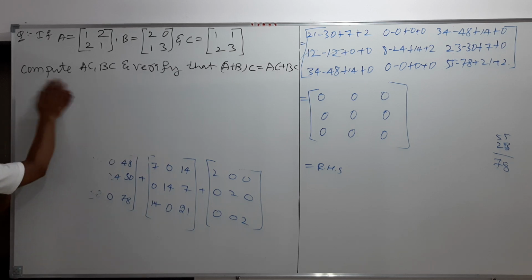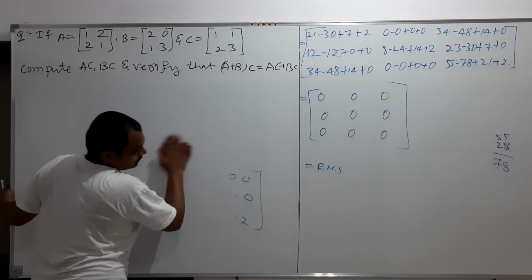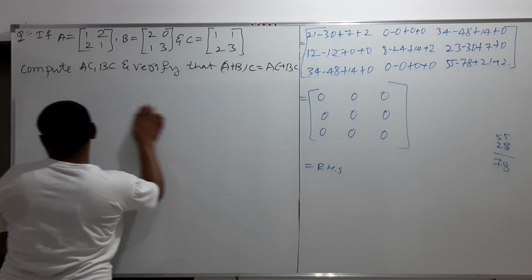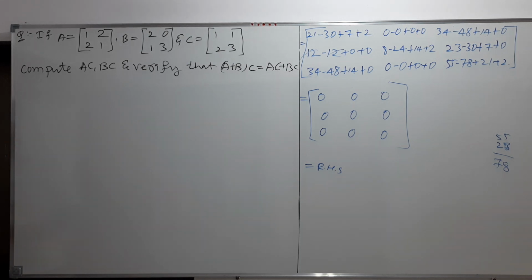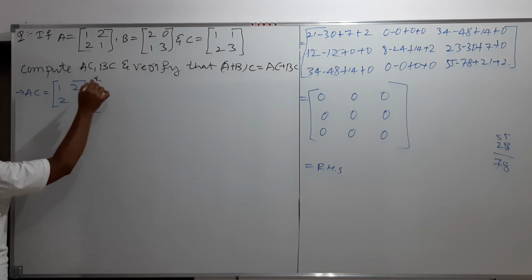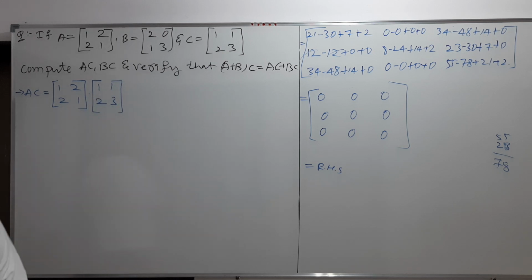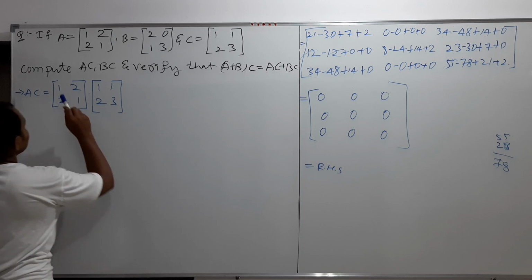So first my job is to find AC. So first find out the AC. My dear students, here it is. AC is equals to, what is A? A is 1 2 2 1 into C, which is 1 1 2 3. Let me check the question. A is equals to 1 2 2 1, B is equals to 2 0 1 3, and C is equals to 1 1 2 3. Yes, they are these. So now, my dear friends, I should multiply these two matrices.